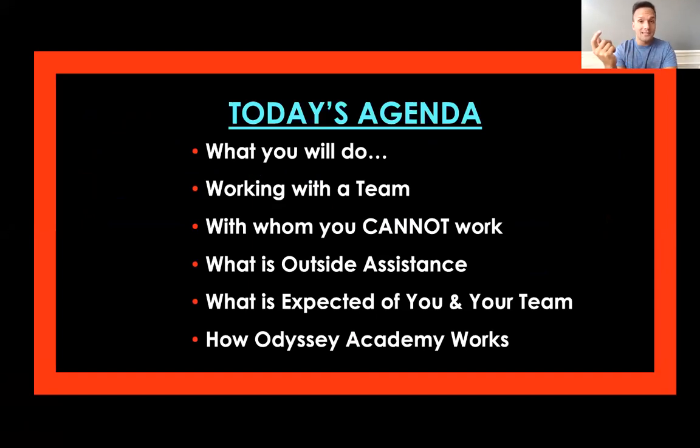We'll talk about working with the team, how OM incorporates teamwork into the problem or the program, with whom you cannot work, right? So if it's okay to work with the team, is there anybody else you can't work with? It turns out there are people like this. So we'll talk about what that means. It relates to the next point, which is what is outside assistance. So we'll define outside assistance and explain what it means in the OM program. We'll talk about what is expected of you and your entire team working together. And then finally, we'll kind of button up this introduction series with how Odyssey Academy will continue to work from this point out, now that we've gotten the introductions out of the way.